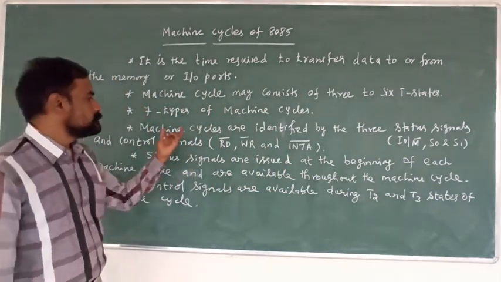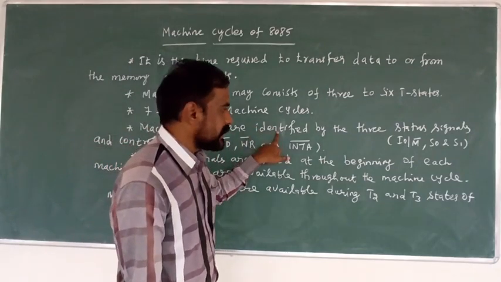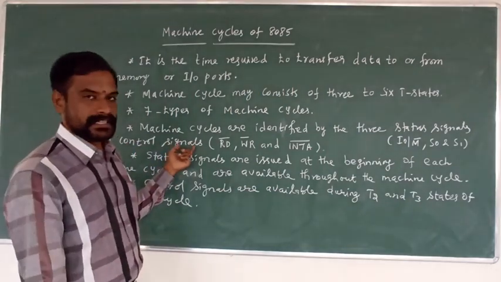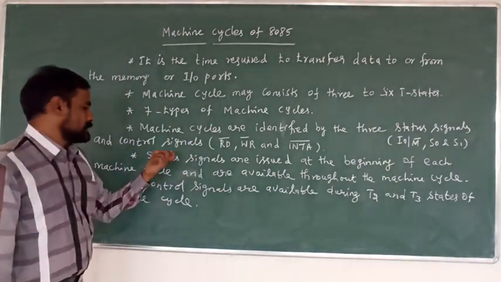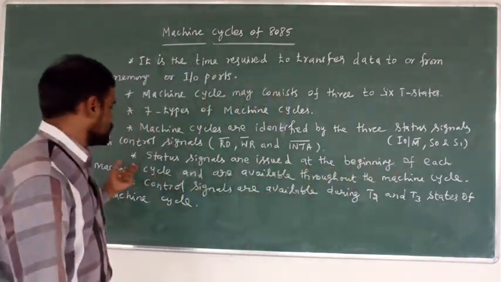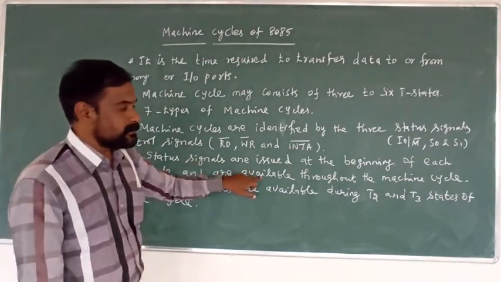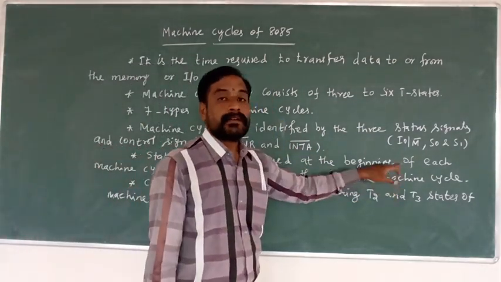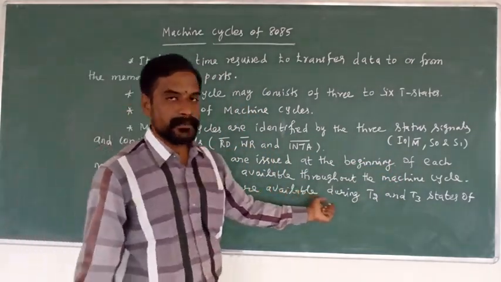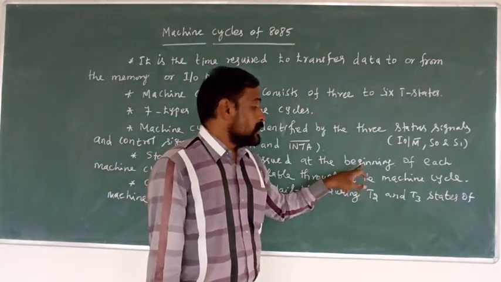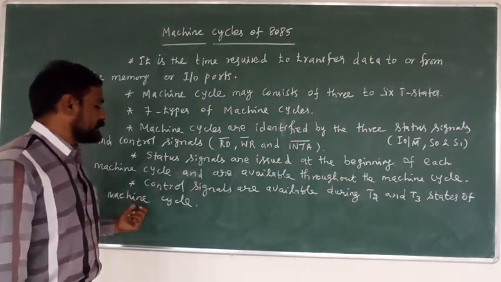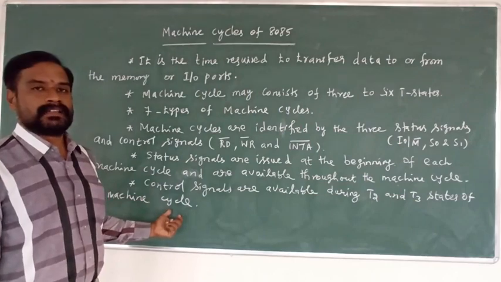Now how to identify the machine cycle? By 3 status signals and 3 control signals. The status signals are always available from the beginning of each machine cycle throughout the machine cycle. The control signals are available during the middle of the T2 and T3 states of each machine cycle.